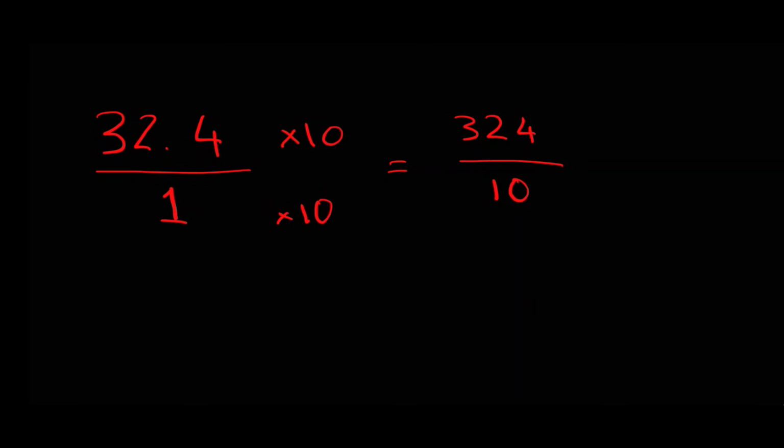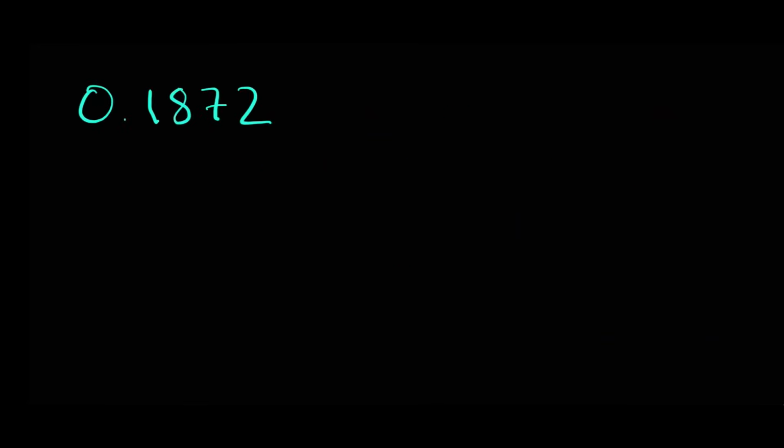And now we can simplify it. The top and the bottom are both divisible by 2, so we can divide them both by 2, like this. And that turns it into 162 over 5. And 162 and 5 don't have another common factor, so that's actually the final answer. So 32.4 is 162 over 5.